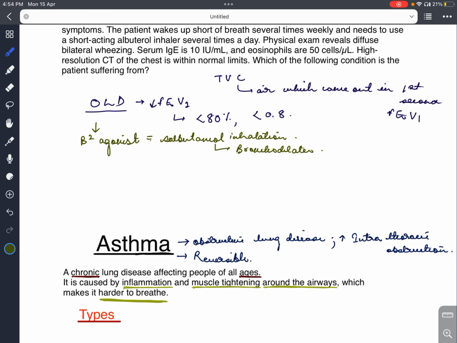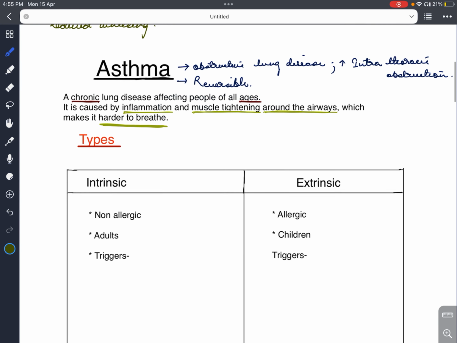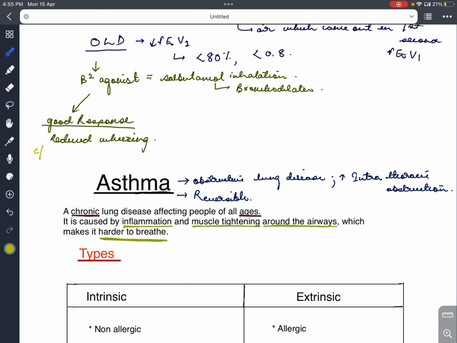Now, if we give this beta 2 agonist salbutamol inhalation to a person whom we suspect is having asthma, if the condition improves, if there is a good response, or if you find reduced wheezing, this will be called reversible obstruction, and this will be an example of asthma.